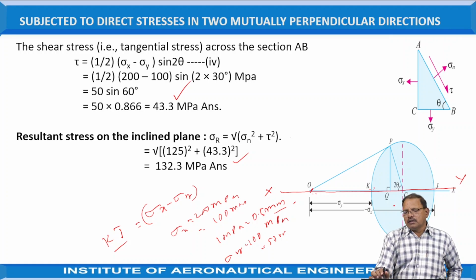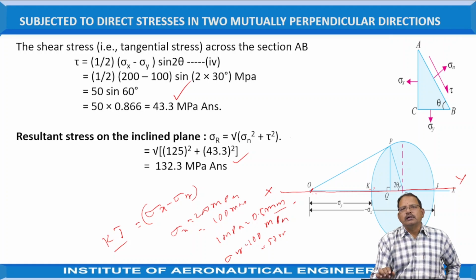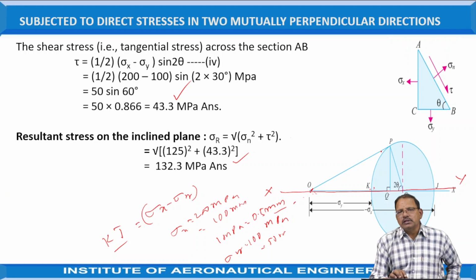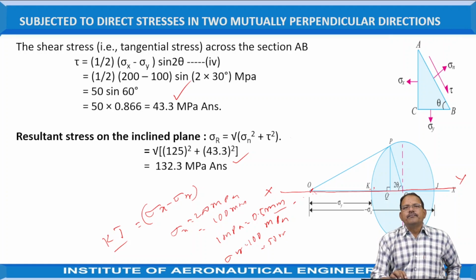From C, draw a line making an angle of 2θ to meet the circumference of the circle at a point P. Now from P, draw a line perpendicular to OJ to meet the diameter at Q, and join O with P. So according to this Mohr circle, OQ is representing the normal stress, PQ is representing the shear stress, and OP is representing the resultant of shear stress as well as normal stress, according to the scale.